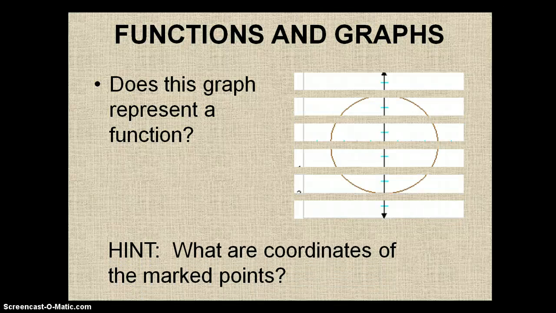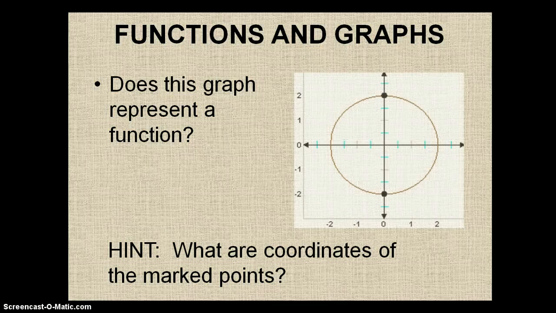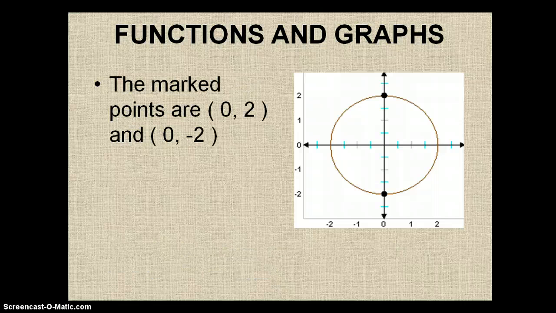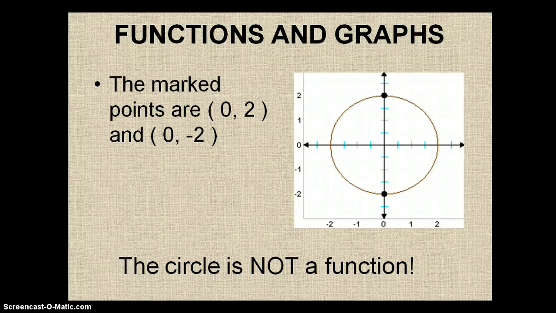Let me give you a hint here. Let's take a look at coordinates. Those two dots, one on the top of your graph, one at the bottom of your graph. What are the coordinates of those points? The coordinates of those points should be 0, 2, and 0, negative 2. What do you notice here? You should notice that your x value is giving you two different y values. Therefore, a circle is not a function.